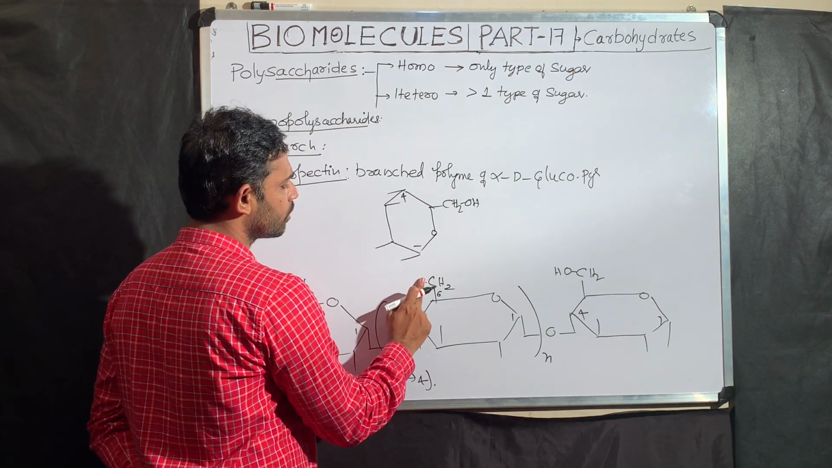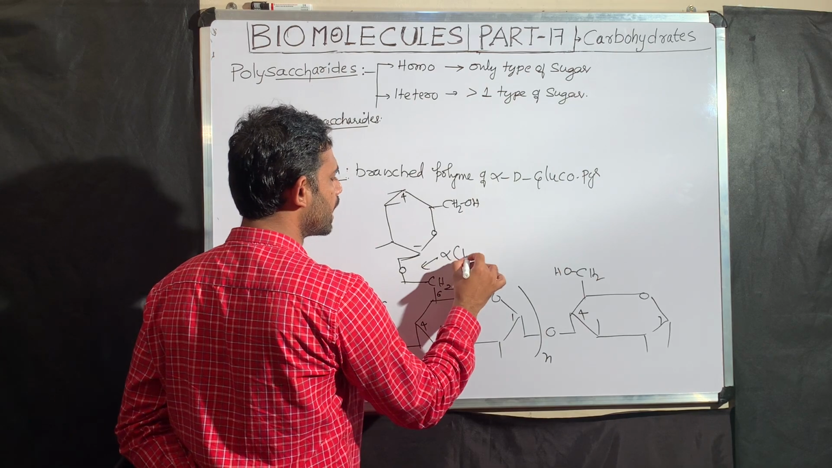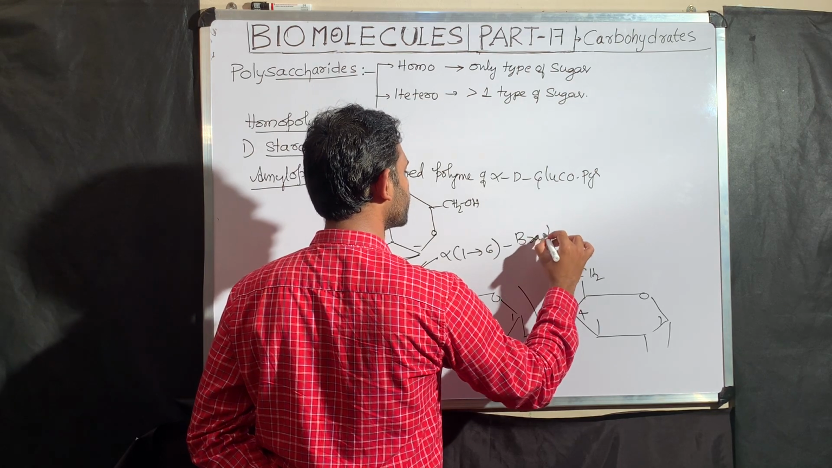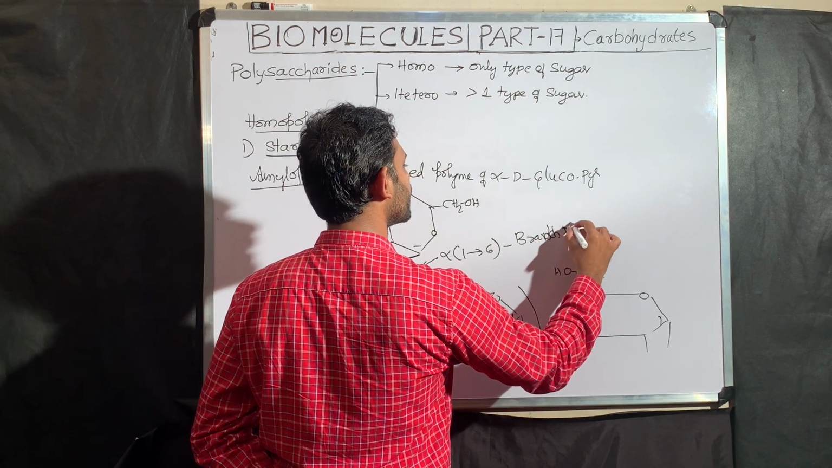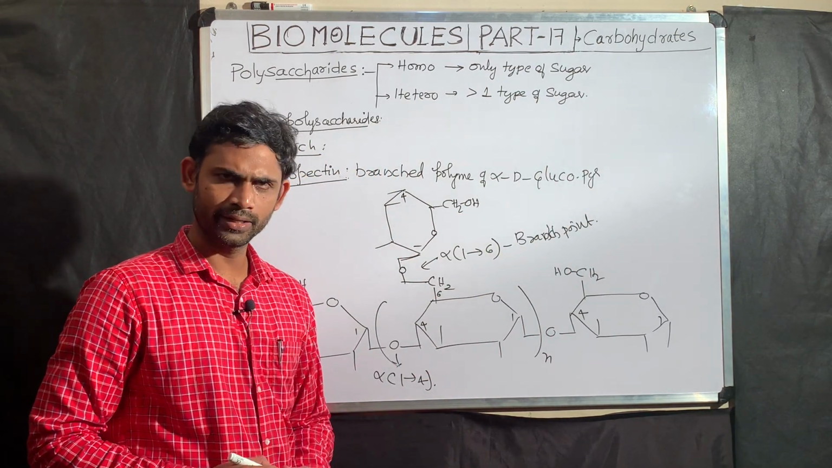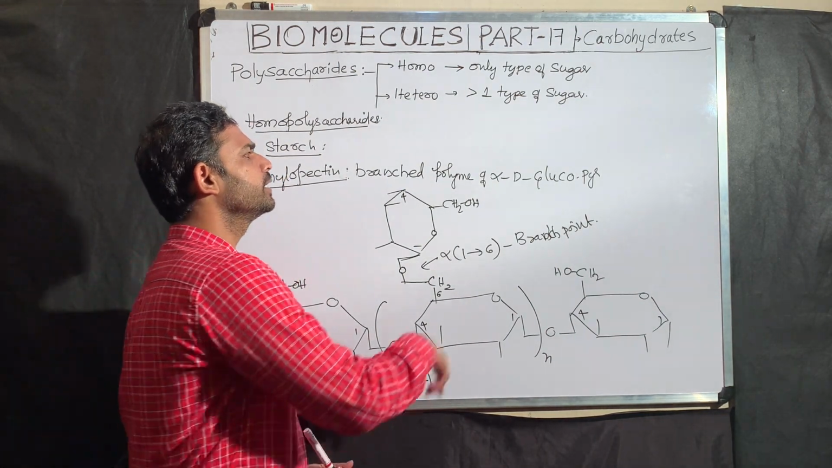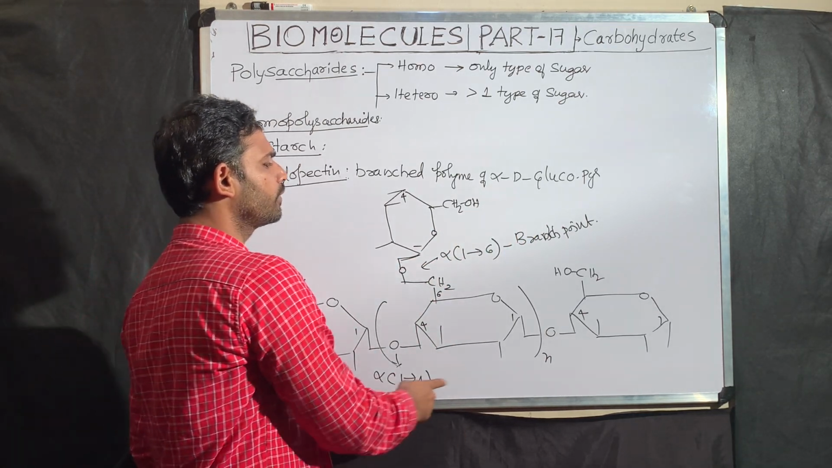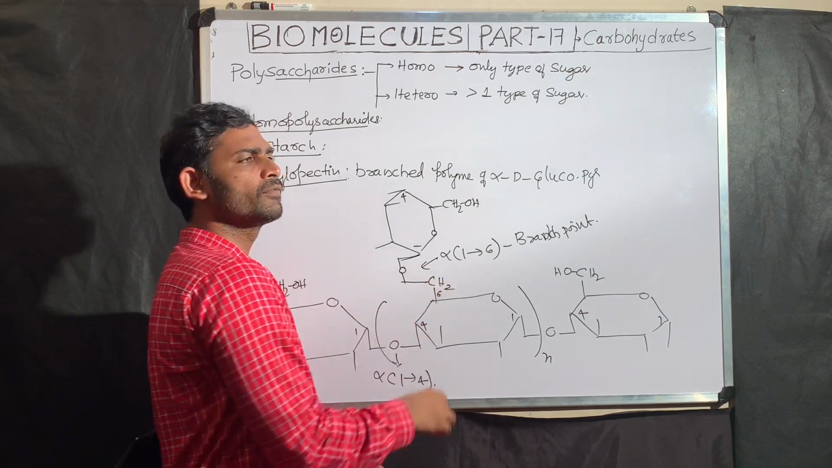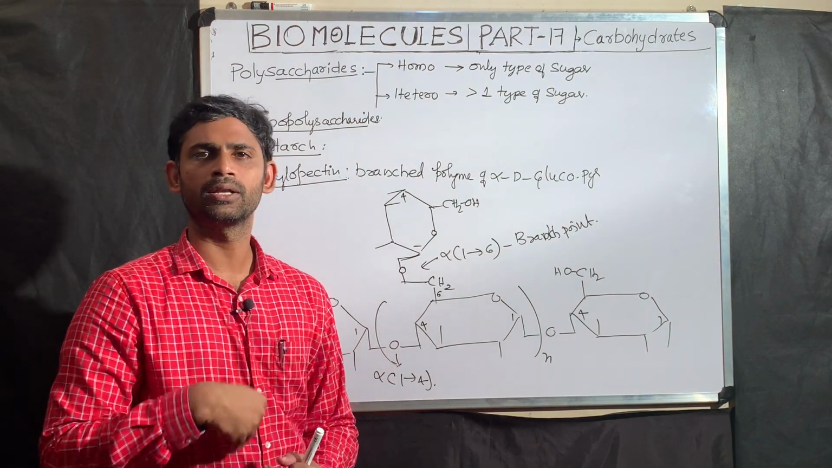Water gone. So now see this one. This is an oxygen. What is the name of this bond? This is an alpha 1,6 glycosidic bond. This bond is called a branch point. That is what you need to understand while you are studying the amylopectin structure. This amylopectin is a branched polymer of alpha D glucopyranose linked through alpha 1 to 4 glycosidic bond, except at a branch point, only alpha 1 to 6 glycosidic bond. This is the structure of amylose and amylopectin.